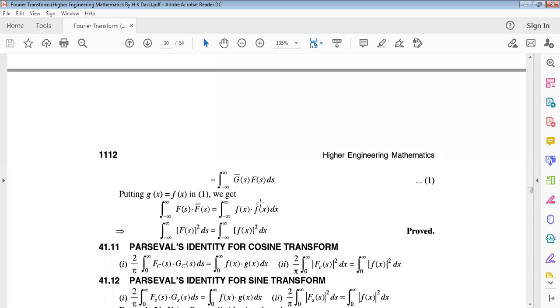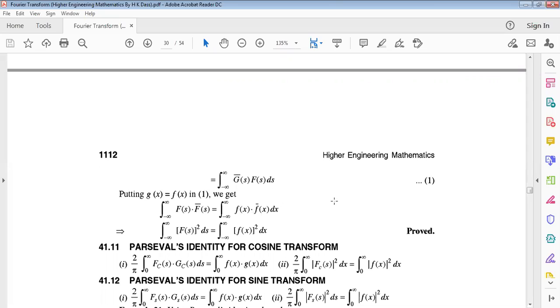Just f(x) and f bar(x). What will be? From the definition of a complex number, we can write z times z bar equals the modulus of z, whole square. Can you write? Suppose this is z, a complex number, and this is z bar, the conjugate complex number. z into z bar, what will be?